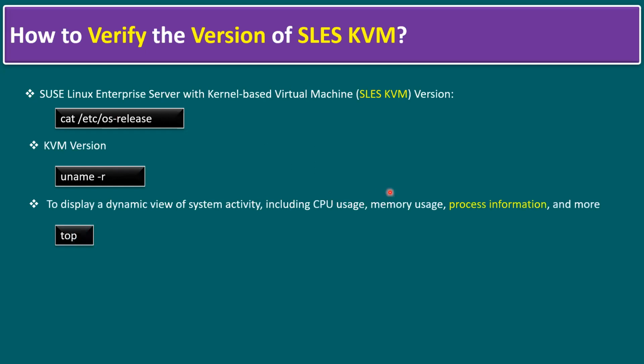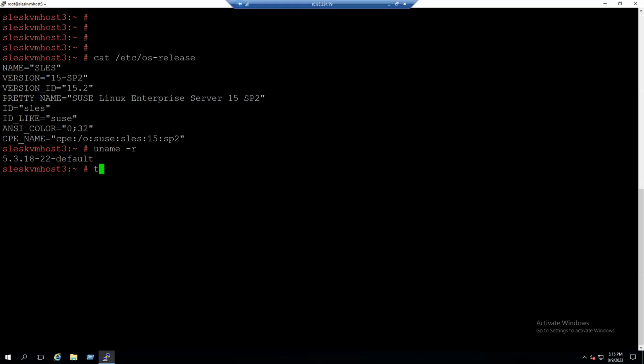And another one, generally for a normal Windows system, to verify all the processes, we open the Task Manager. Similarly, in the Linux operating system or ESX operating system, and similarly in SUSE KVM, to verify all the process information we can type the top command. The purpose of this top command is to display a dynamic view of system activity, including CPU usage, memory usage, process information, and more.